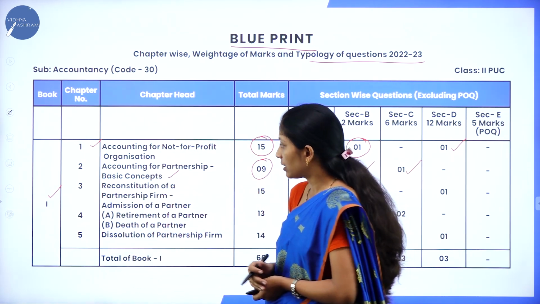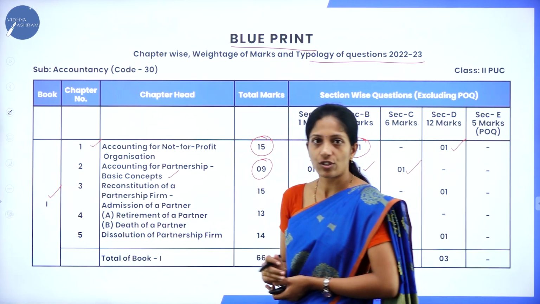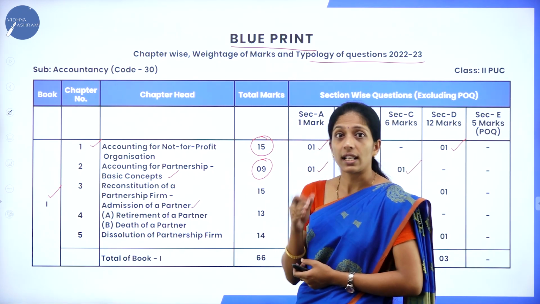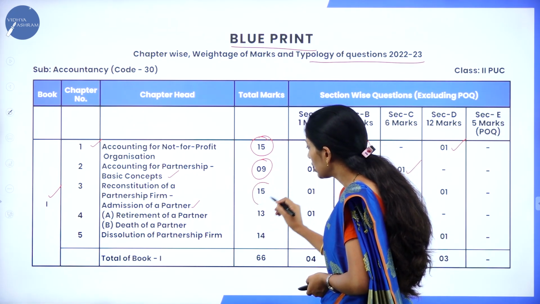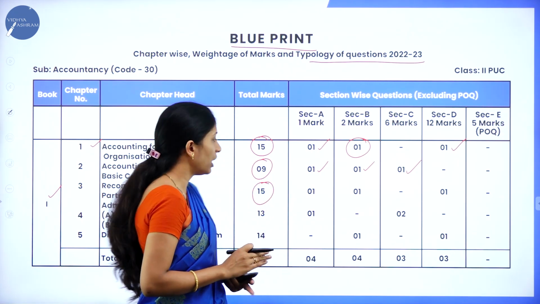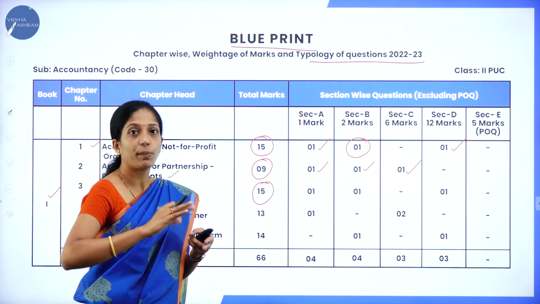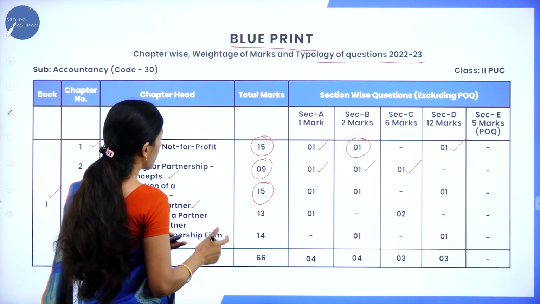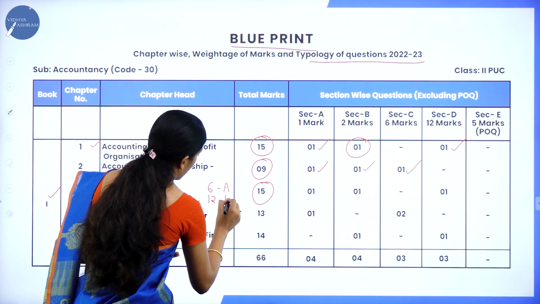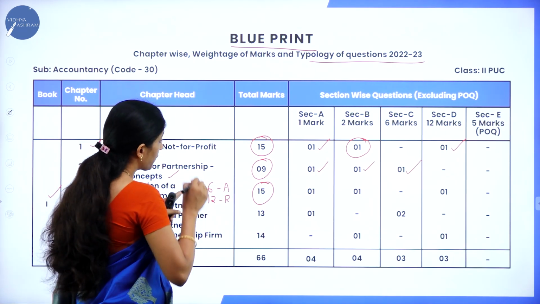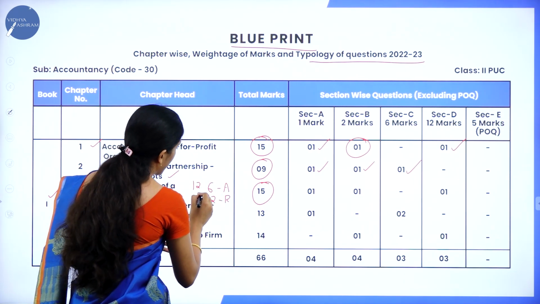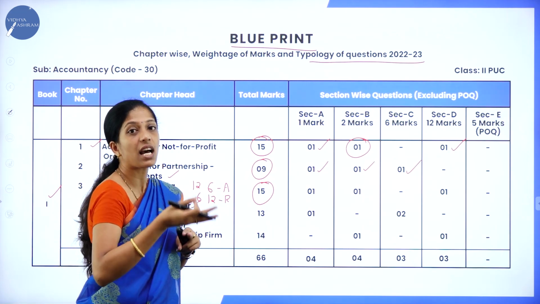Now coming to chapter 3, where you are going to learn about reconstitution of a partnership firm. Under that, admission of a partner. Under this admission of a partner chapter, the total weightage is 15 marks. Here you have to be very careful. Under admission and retirement, you will have an alternative. Suppose they ask 6 marks from admission, then you will get 12 marks from retirement. Suppose they ask 12 marks from admission, then you will get 6 marks from retirement. So there is an alternative.